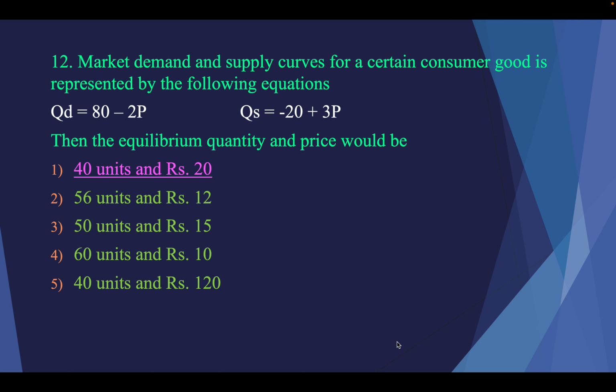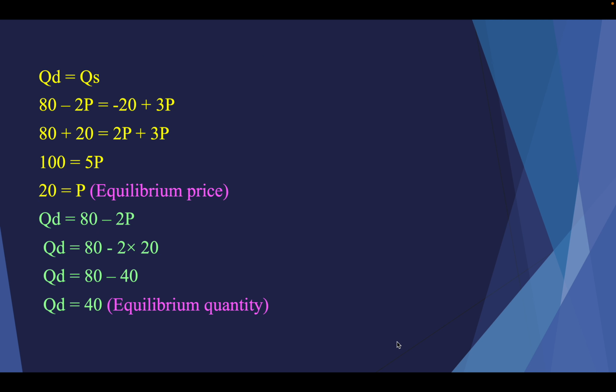The equations are QD equals 80 minus 2P and QS equals minus 20 plus 3P. Then the equilibrium quantity and price would be. Okay, let's see, children, how to find out the equilibrium price and quantity? It's easy. You can equate both the QD and QS equations together.